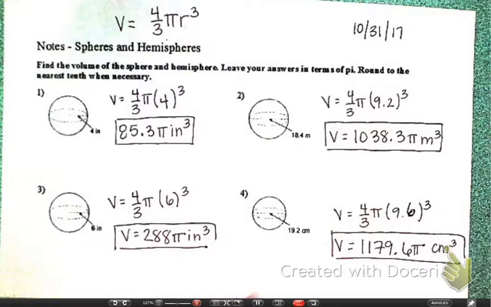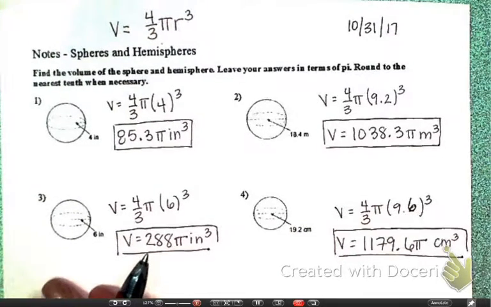Today's homework, the front half will cover spheres and hemispheres. The back half will be a mixed review of the other 4 that we've already learned so that you can practice for your quiz on Wednesday.